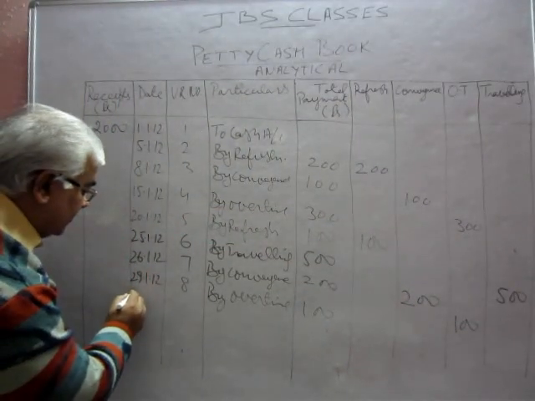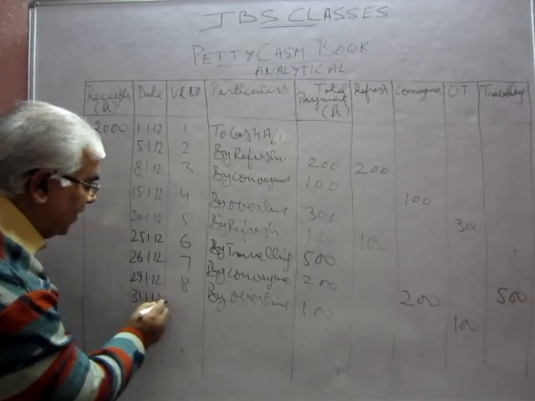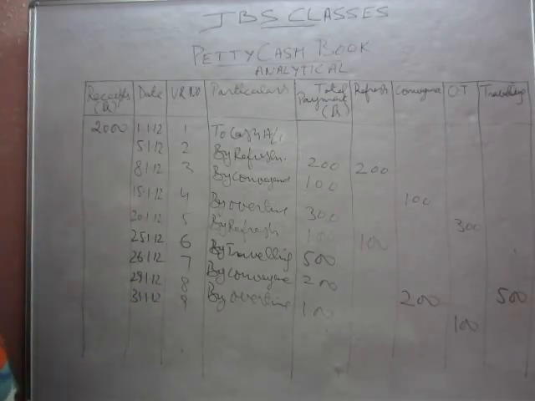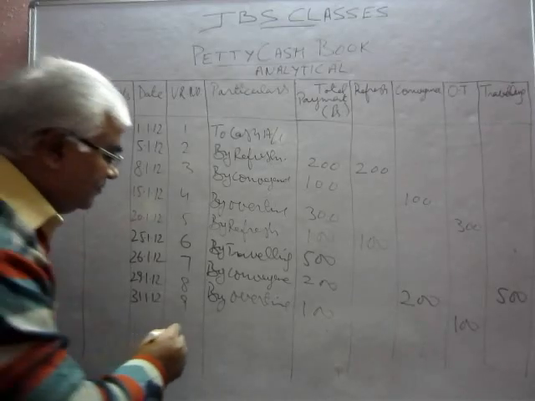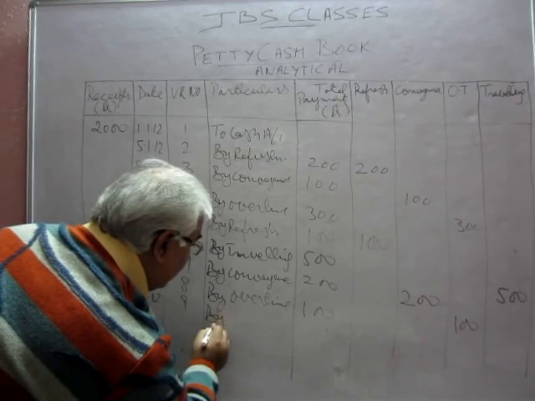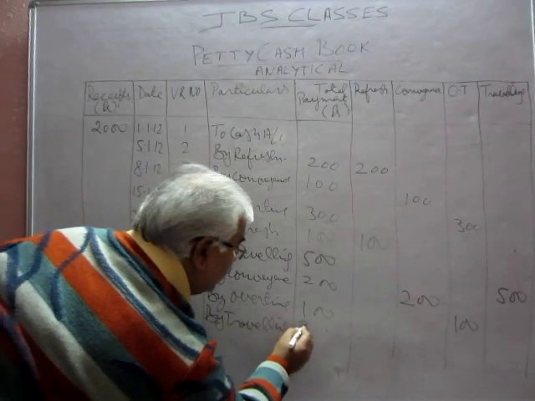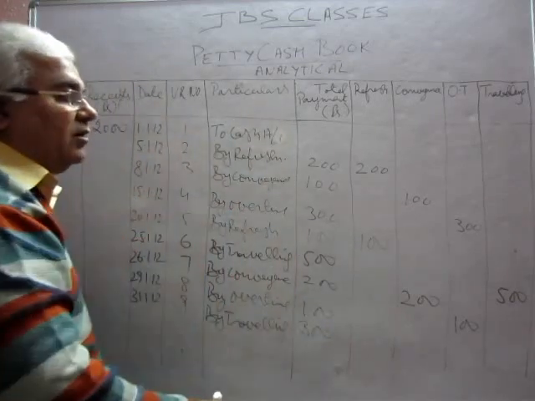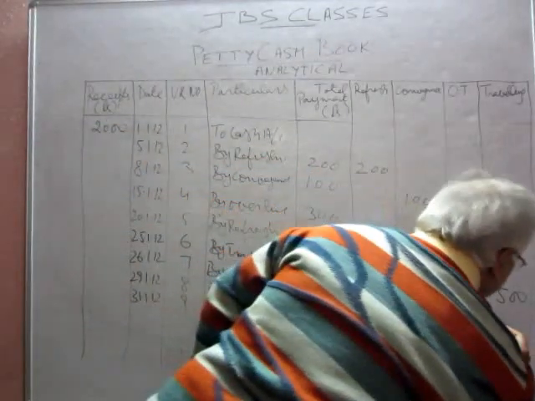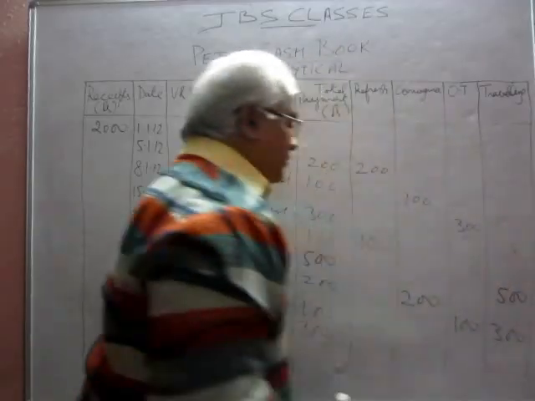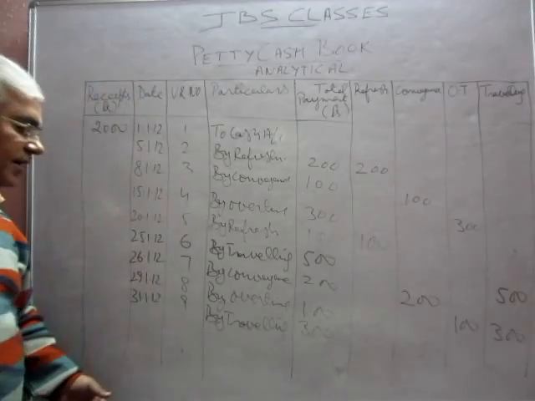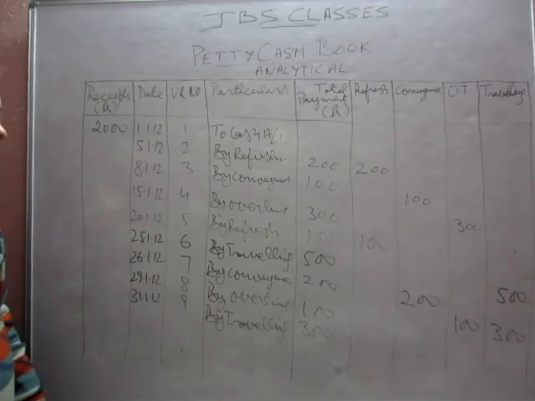And on 31st he makes a payment of overtime again, or say traveling again, 300 rupees. So he will write by traveling 300 rupees in the total column and also in the traveling column. So for the whole month he has made all these payments, and let us see how much he has spent.